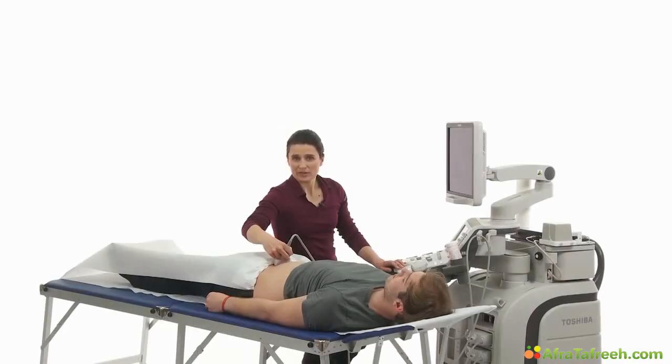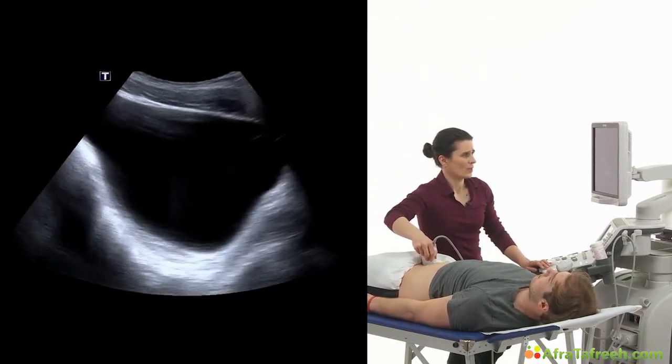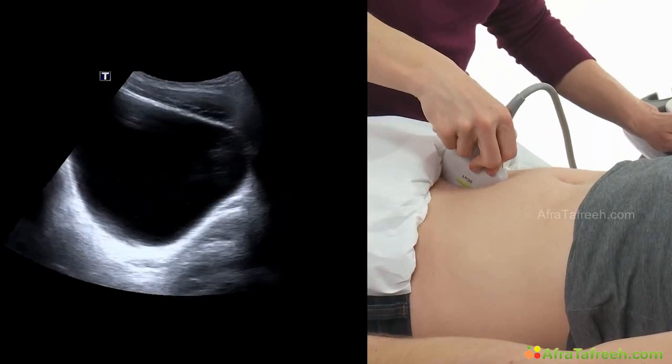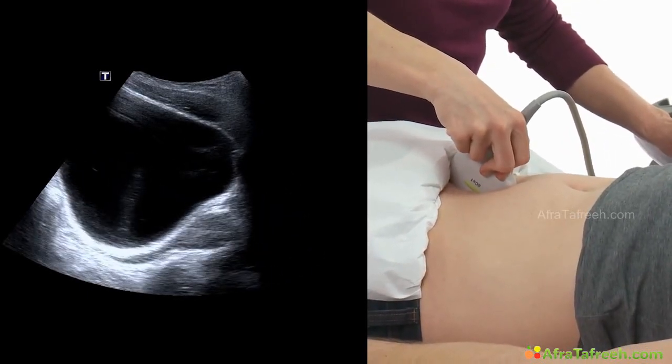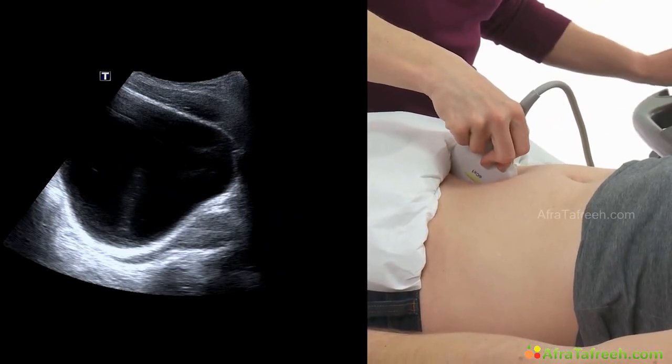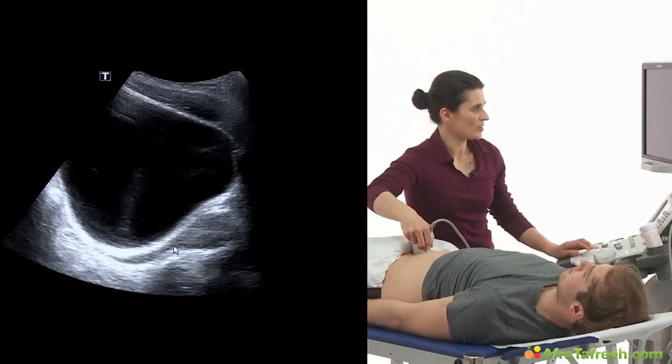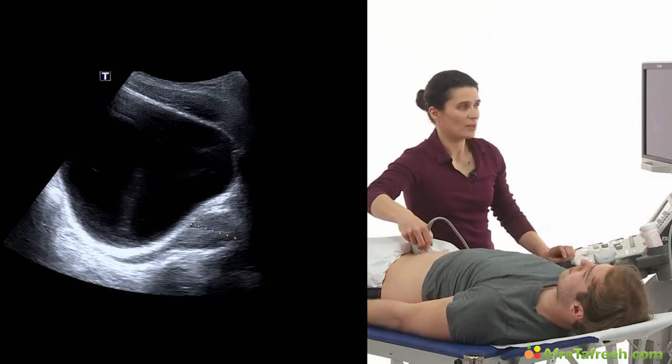We turn the transducer into the longitudinal position. And again, as you see, we have to tilt the transducer strongly downwards behind the pubic bone. And again, at the bottom of the urinary bladder, over here, we can see the prostate and can take the craniocaudal diameter, which should be under 3 centimeters and is 2.8 centimeters, means this is a normal prostate.